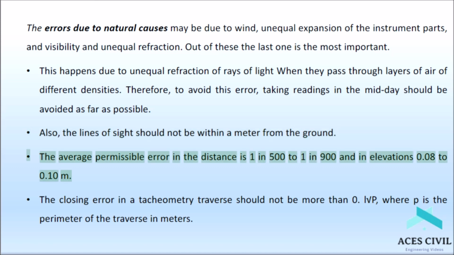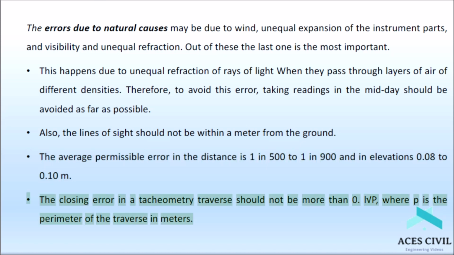The average permissible error in the distance is 1 in 500 to 1 in 900 and in elevations 0.08 to 0.10 m. The closing error in a tacheometry traverse should not be more than 0.1√P, where P is the perimeter of the traverse in meters.